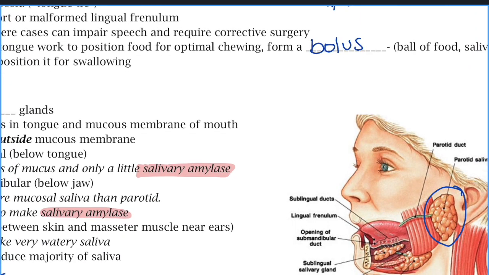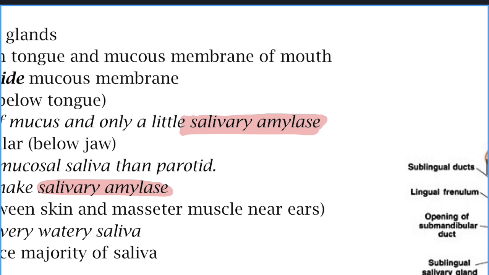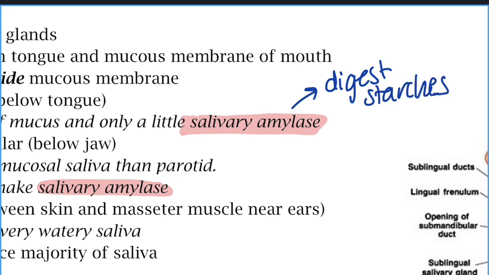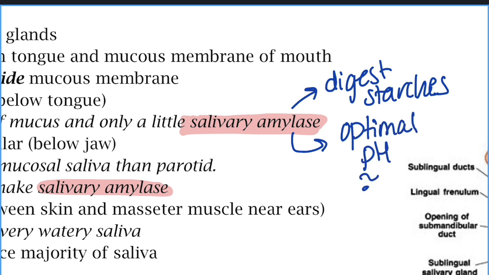Some enzymes are made in a good place, like salivary amylase. This is the one that digests starch. Its optimal pH is around neutral. Optimal means it works the best in that environment. So at a neutral pH, salivary amylase works the best. It's the GOAT. It's going to start breaking down some of those starches that you are consuming.